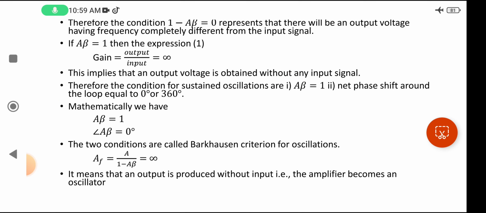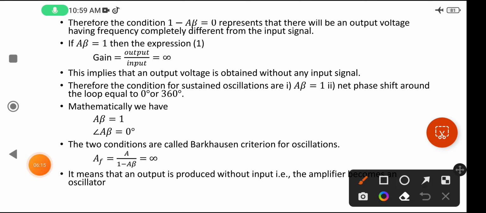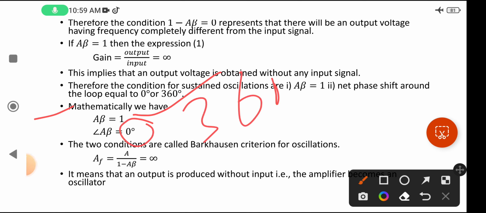Mathematically, we write |Aβ| = 1, and the angle of Aβ must be 0 degrees or 360 degrees. These two conditions are called the Barkhausen criteria for oscillations.